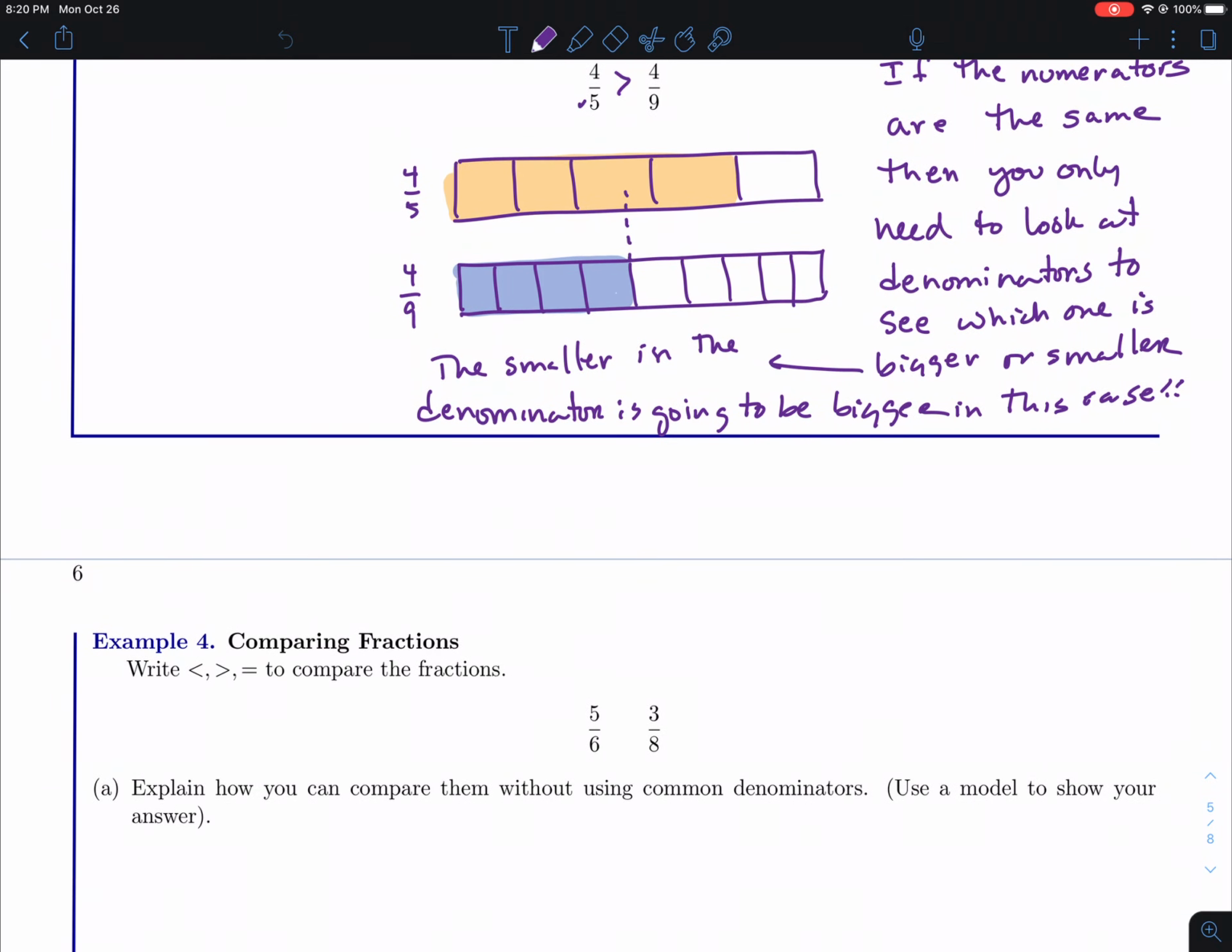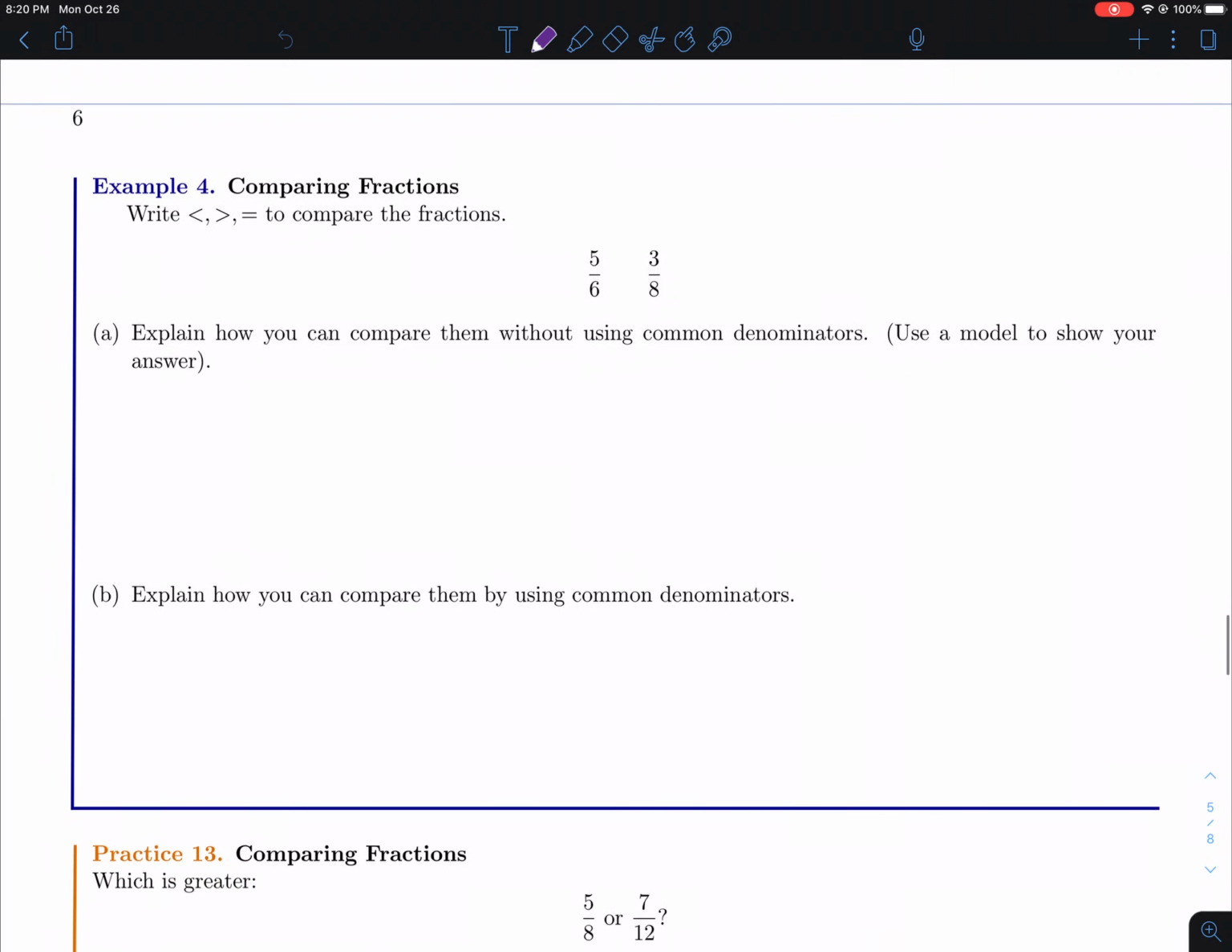All right. So example 4 is kind of your typical example you would expect. So in this case, we don't have common numerators, we don't have common denominators. So this is really the normal type of thing that we would expect to get when we're trying to compare fractions, whether they have the same denominator or not. All right, so in this case, what we want to do is do it 2 different ways. So we want to compare them without using common denominators, and then we want to compare them using common denominators.